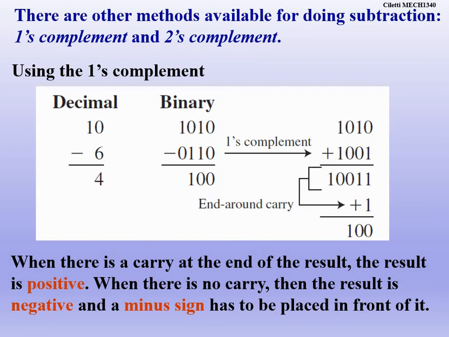So when there's a carry at the end of the result, we're going to get a positive number. When there's no carry at the end of the result, it's negative, and we have to use a minus sign. So that's a rule that you need to write, that entire paragraph at the bottom there. You need to write that down. When you're using the ones complement to do subtraction, you need to hold true to that rule. If there's a carry at the end, you add 1 and it's positive. If there's no carry, you don't do anything and you put a minus sign in front of it.